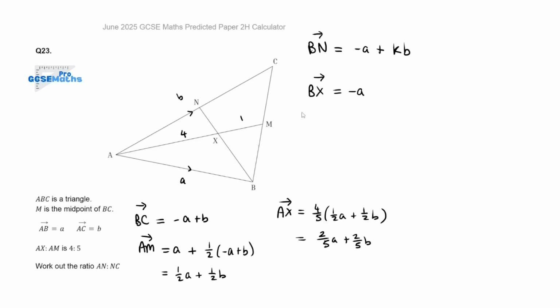So back to what I was saying, I want B to X. So I want minus a plus AX, which is plus 2/5 a plus 2/5 b. And again, collect the like terms here. So that would be minus 3/5 a plus 2/5 b.